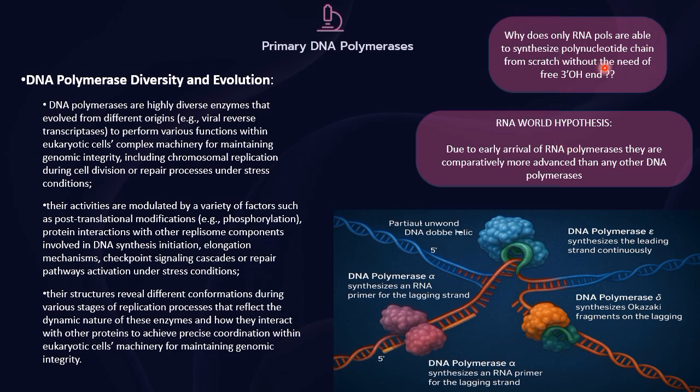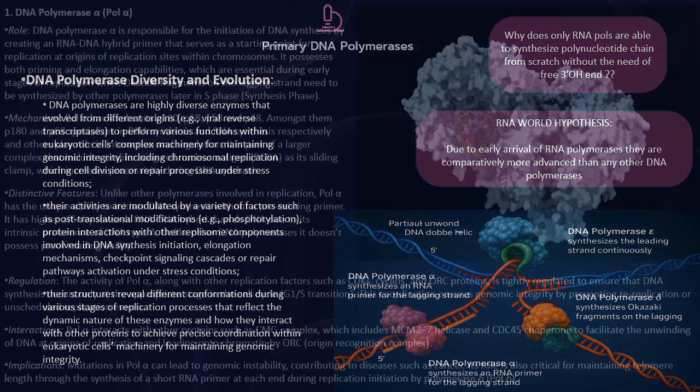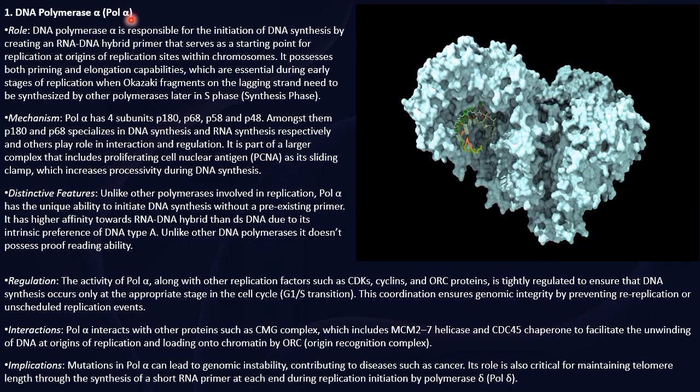Now let's move on to every type of DNA polymerase involved in the eukaryotic replication process. Let's discuss the major DNA polymerases which are utilized in the DNA replication process in eukaryotes. First one is DNA polymerase alpha.